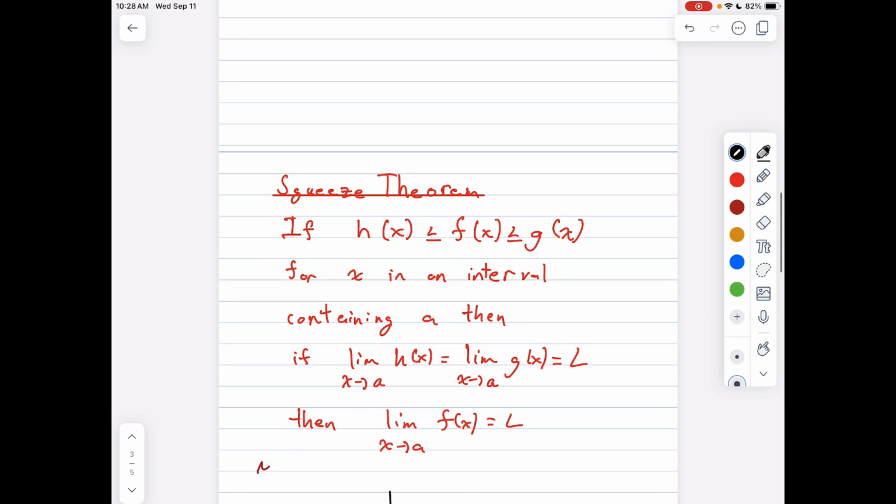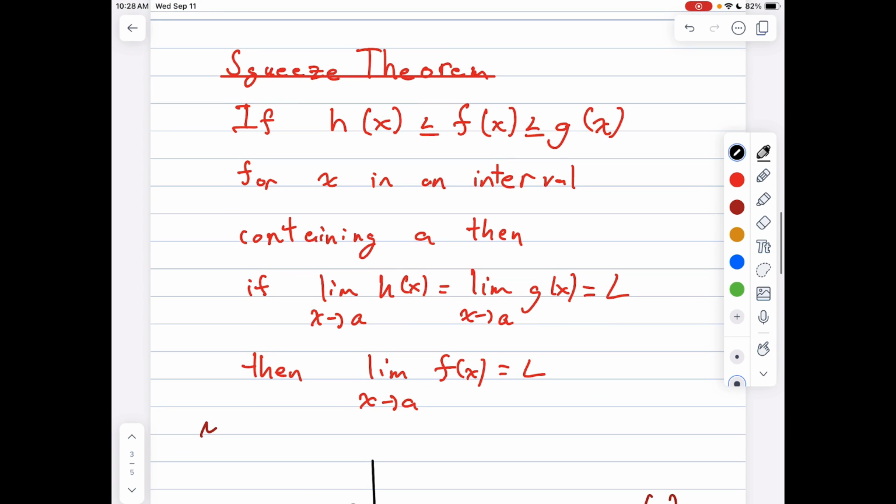And the squeeze theorem says something along these lines. You have three functions here, so you have h, f, and g, and if h of x is less than f of x, which is less than g of x, for x in an interval containing a. So basically all that means is that you have one function less than another function, which is less than another, for an interval containing a number a. So this order that you see here for the inequalities doesn't have to be true always. As long as it's true for an interval containing a, this theorem works out.